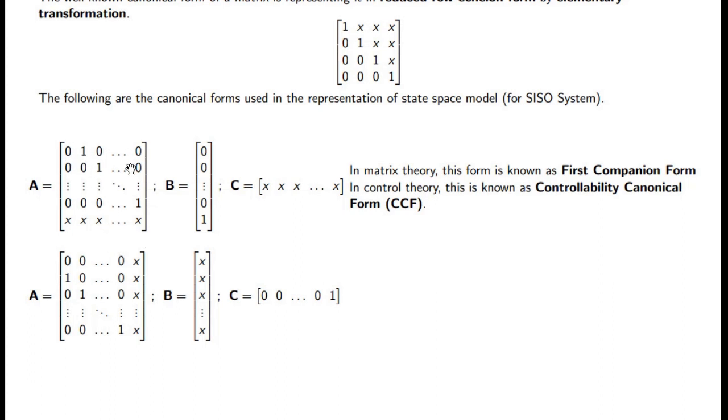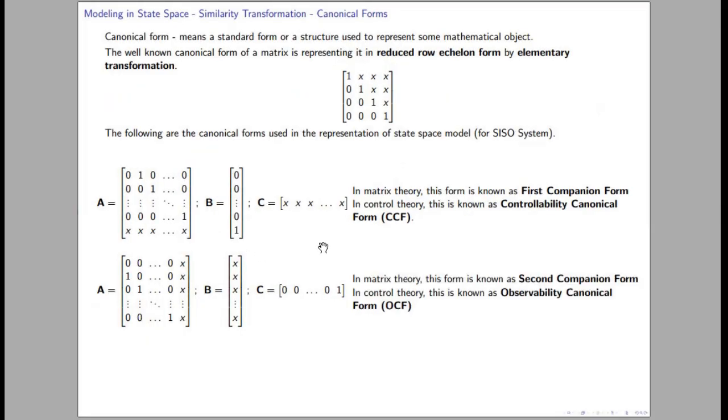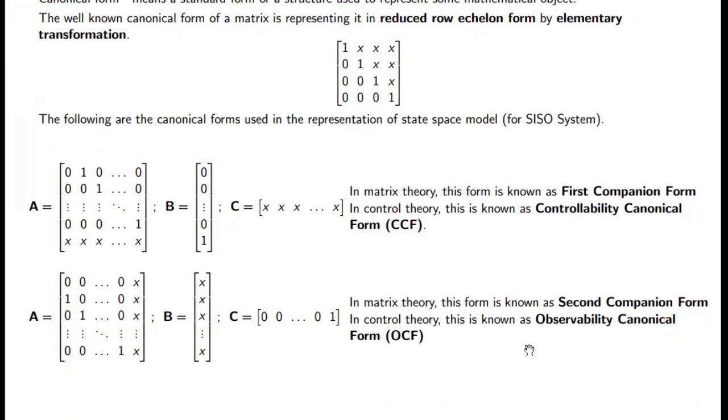The B matrix can have any elements, but the C matrix is going to be 0, 0, 0, 1. The B matrix of the first form and the C matrix of the second form are transposes, and similarly the C matrix of the first form and the B matrix of the second form are transposes. In matrix theory this is called the second companion form, but in control theory we call this form the observability canonical form.